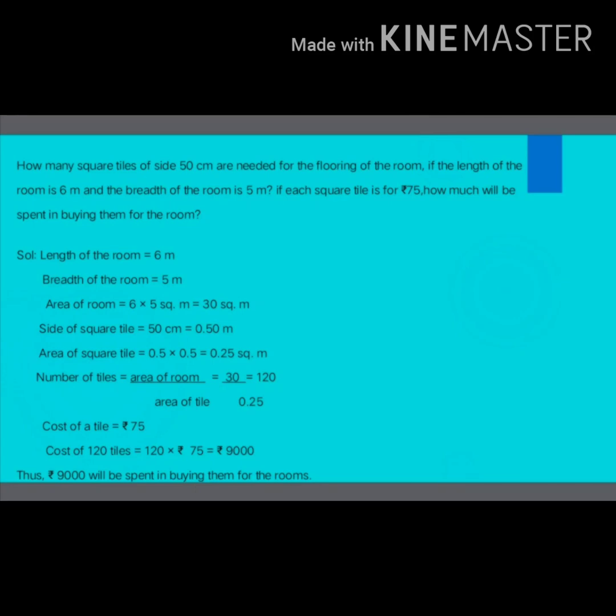Now they said that to fix each tile, it will cost rupees 75. Now how much will it cost for 120 tiles? So what will I do? 120 multiplied by 75, that is equal to rupees 9,000.